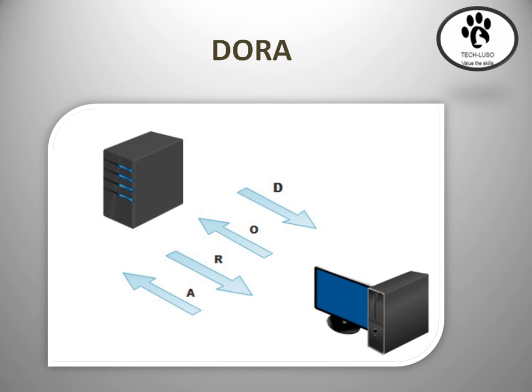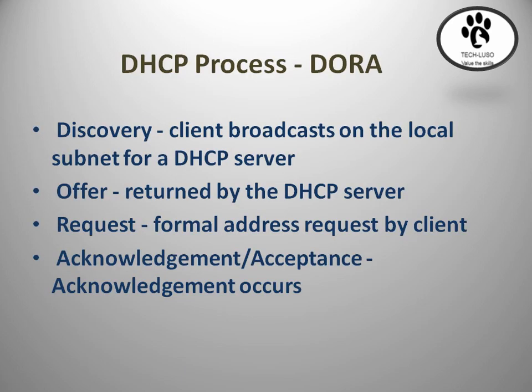First the client will discover the DHCP server by using the broadcast address. The DHCP server will receive the broadcast and offer a scope of IP addresses, in the sense a pool of IP addresses, to the client. The client will send a request to the server, and the server will acknowledge the particular IP and provide it to the client. So this is what we call the DORA process: discover, offer, request and acknowledgement, DORA.